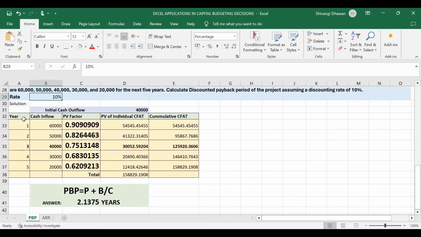After making the table, our initial cash outflow is 1 lakh. So we can mention 1 lakh here. And years are from 1 to 5. Cash inflows are given to us, but we need to convert these annual CFATs into present value of CFATs, as in discounted payback period technique, we consider the concept of time value of money.